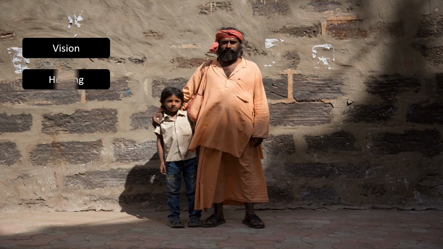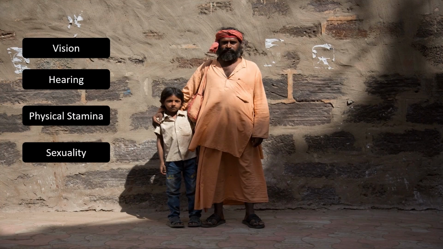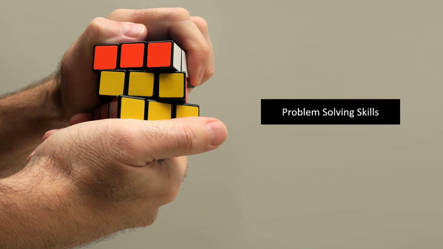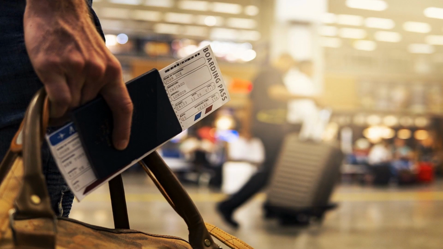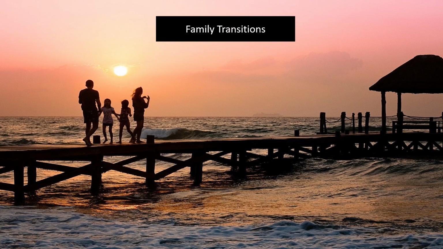Coming to middle adulthood, the approximate age is between 40 to 65 years. Changes occur in vision, hearing, physical stamina and sexuality. The basic mental abilities, expertise and practical problem-solving skills reach a peak during middle adulthood. Career changes take place, which demand family transition; sometimes they may be transferred to some other place, or otherwise they may go in search of higher careers. Here comes the importance of family transition.